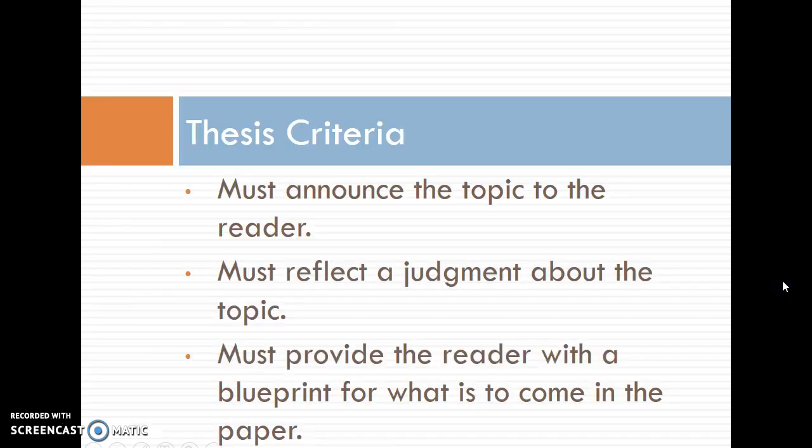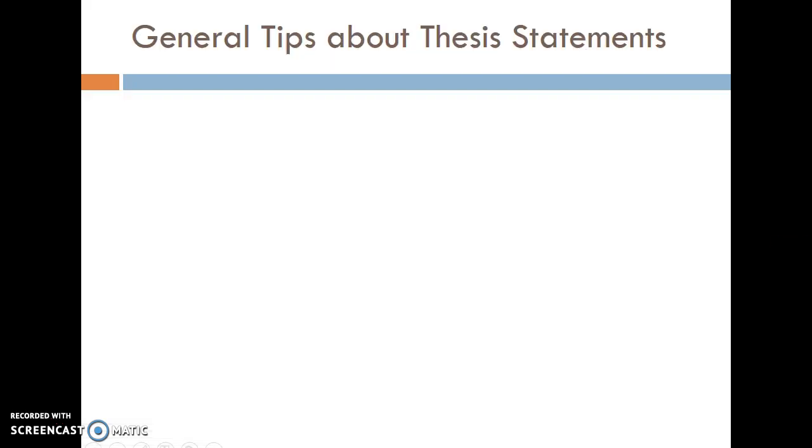So here's 3 criteria for every thesis. It has to announce the topic to the reader. It has to reflect a judgment about the topic, and it must provide the reader with a blueprint for what is to come in the paper. Okay, if you don't have all those 3 things, it is not a thesis.